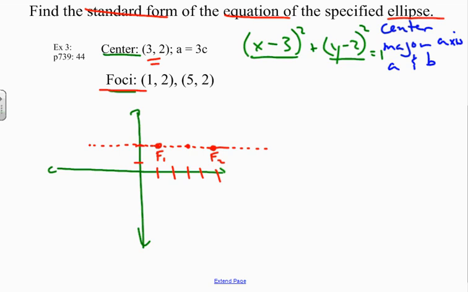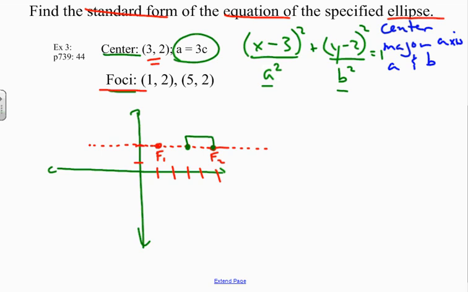Now, since it is horizontal, we know that A squared is going to be under the x, and B squared is going to be under the y. From here, we're going to identify the next values. We need to find A and B. We are given some additional information. It says that A equals 3 times C. That really doesn't help us because we don't know what C is. But we can find C because C is the distance from the center to one of the foci.